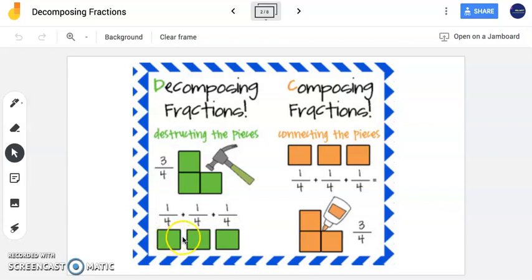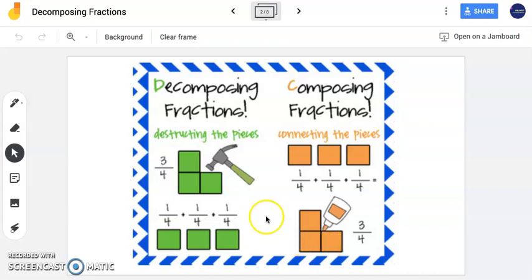So now we have 1/4 plus 1/4 plus 1/4, which is also equivalent to 3/4. We just tore it apart piece by piece. While composing fractions is bringing the fractions back together, connecting the pieces. So now if I was to take 1/4 plus 1/4 plus 1/4 and put it back together, notice they're gluing it back together, it brings you back to 3/4.